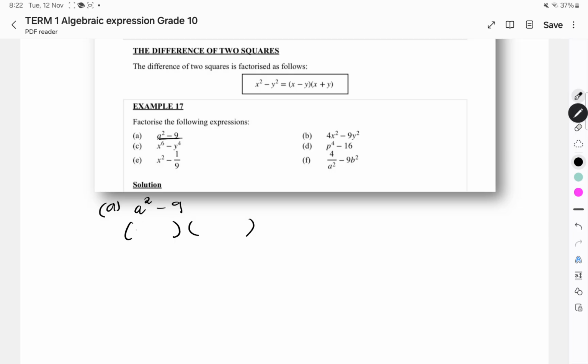The square root of a squared is a. Square root of 9 is 3. Then I have a minus and a plus, or minus and plus. You are done. Number B, I have 4x squared minus 9y squared.